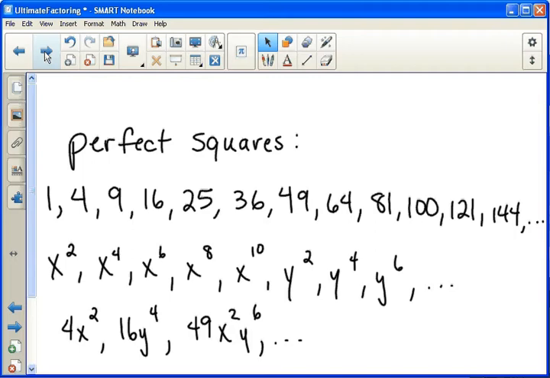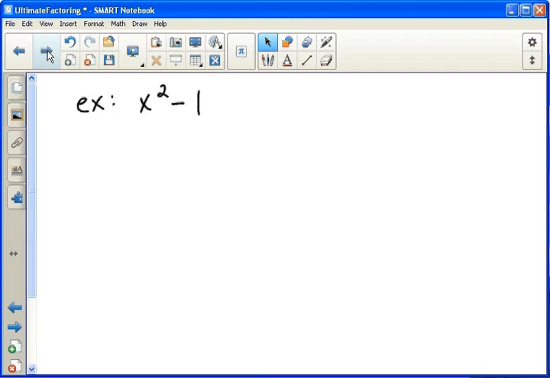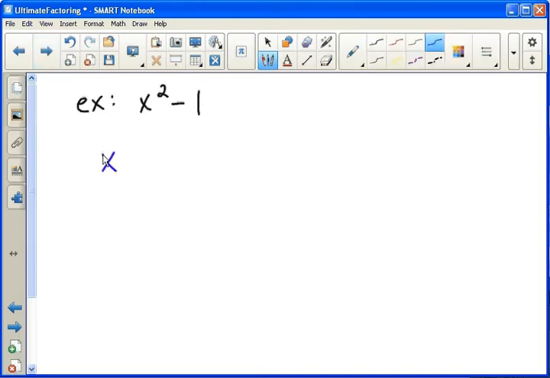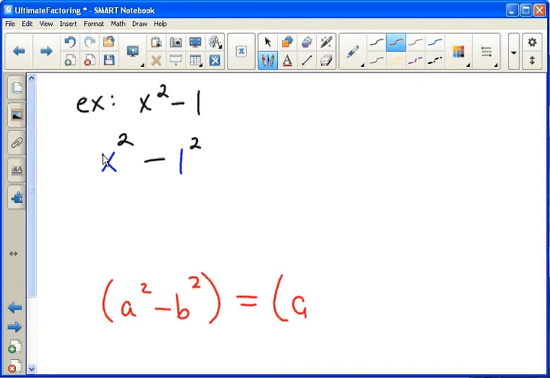So these are the numbers you want to look out for in our perfect squares. So our first example is x squared minus 1. So it may be helpful for you to think about what's really being squared. This is really x squared minus 1 squared. So in this case, if you remember, we had a squared minus b squared equaling a plus b times a minus b.